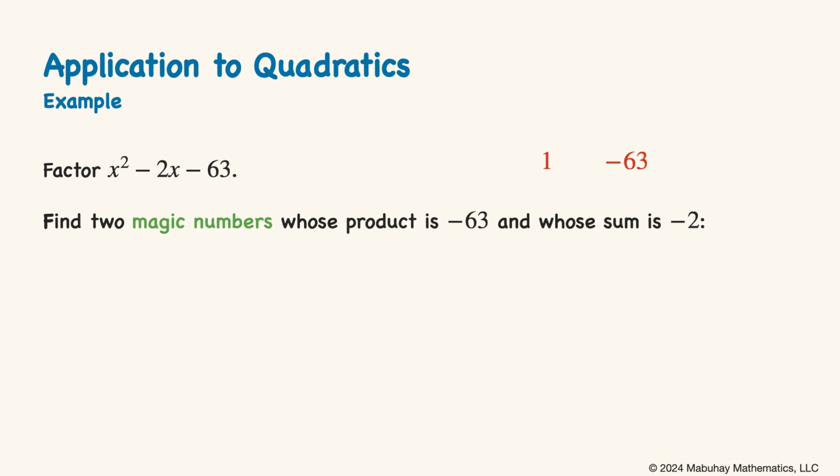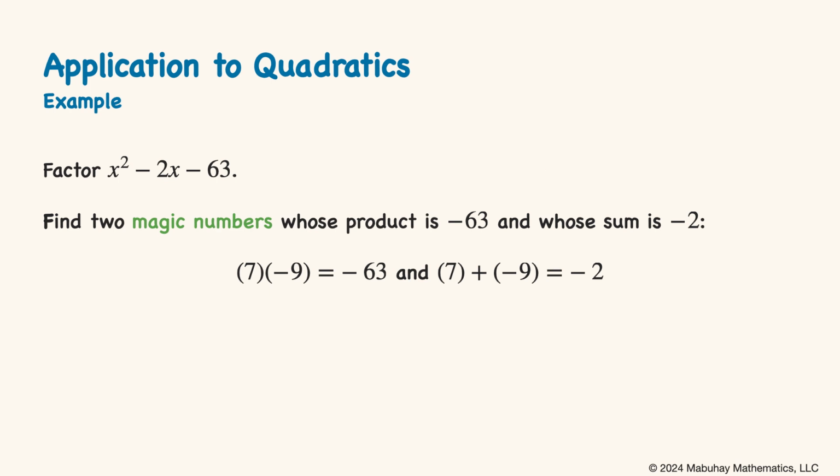We can do 1 and negative 63. Okay, but they're too far apart. If we add these together, it's nowhere near negative 2. Okay, so we need another pair. What about 3 and negative 21? Again, too far apart. The sum is going to be much greater in magnitude than 2. So those two don't work either. What about 7 and negative 9? Well, these two, again, multiply to negative 63, but they also add to negative 2. So these are the magic numbers that we needed. This is the pair we were looking for.